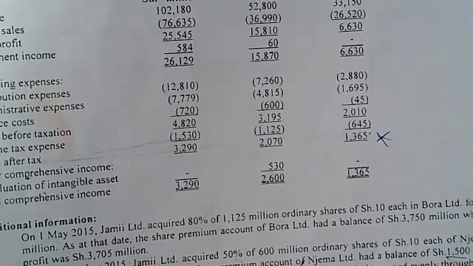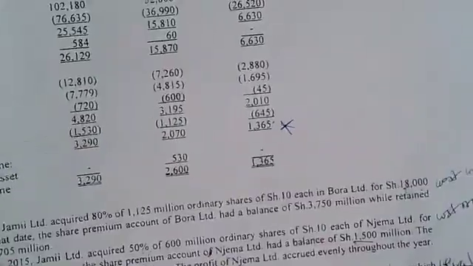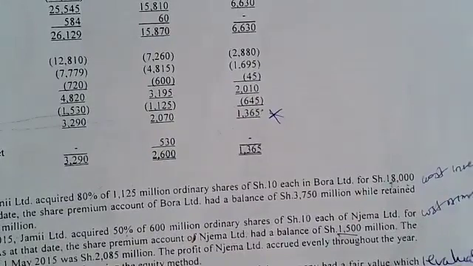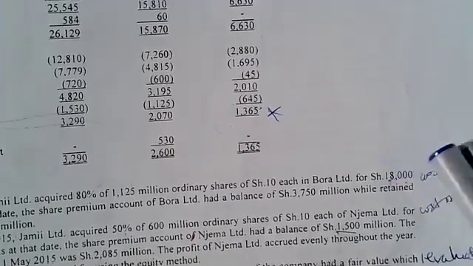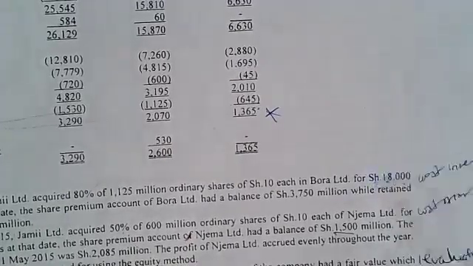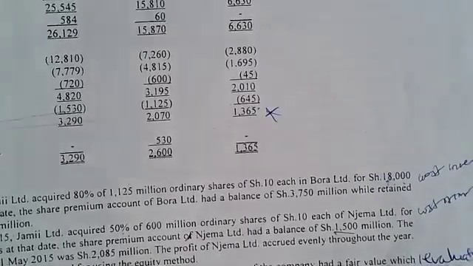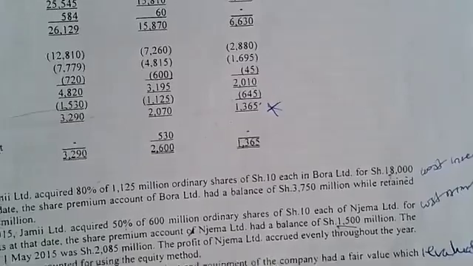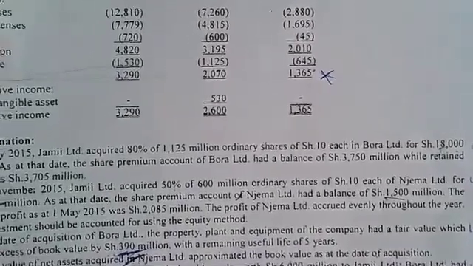So it's 80%, which means they acquired 1,125 ordinary shares. Per share, it was going at shillings 10. So to get the relevant ordinary share capital, you take 1,125 and multiply by 10. That is the capital they acquired in Bora Limited. 4 shillings, 18,000. This is the amount they paid to acquire Bora, which we call the purchase consideration.